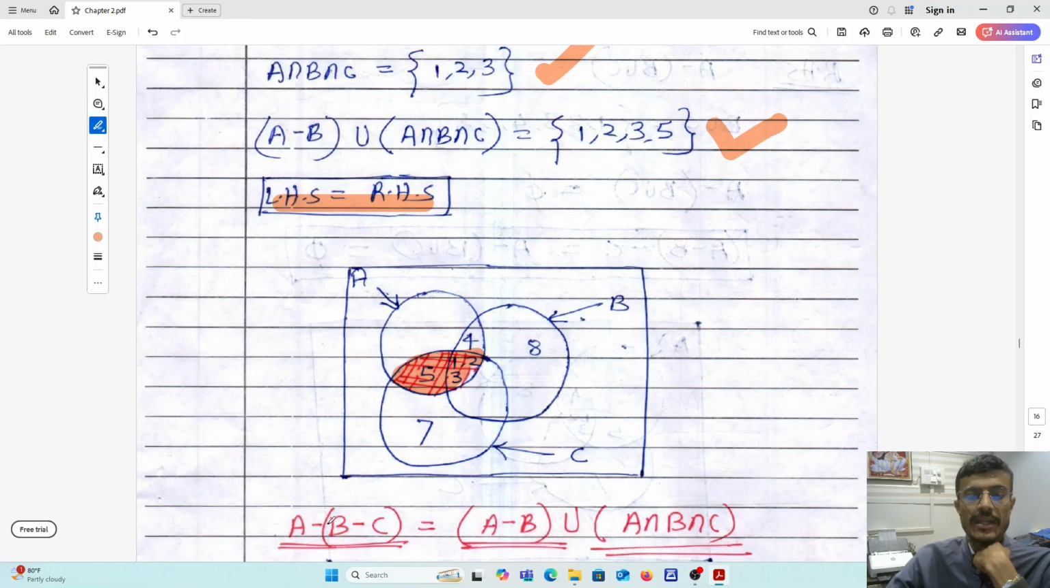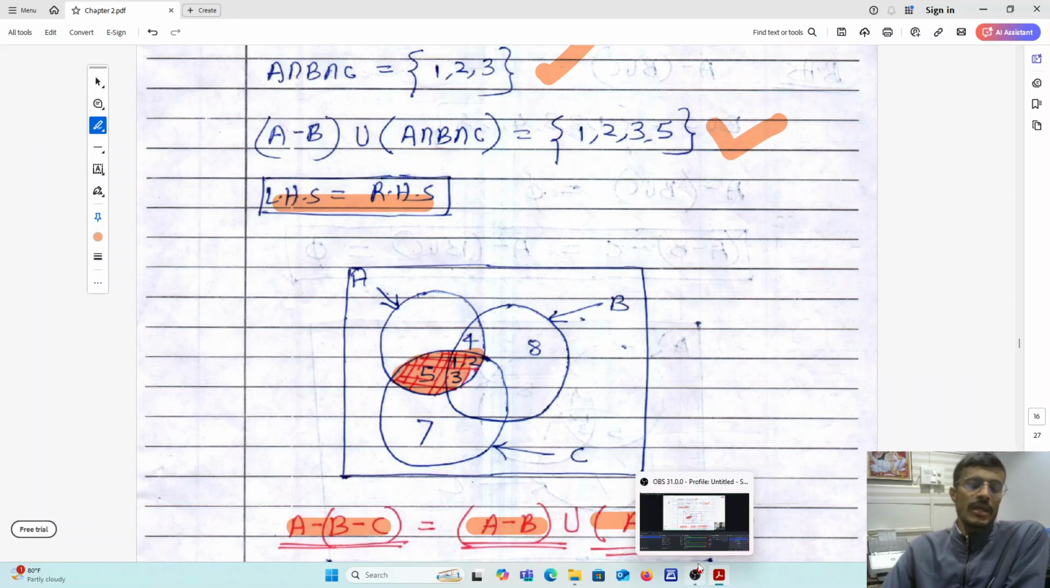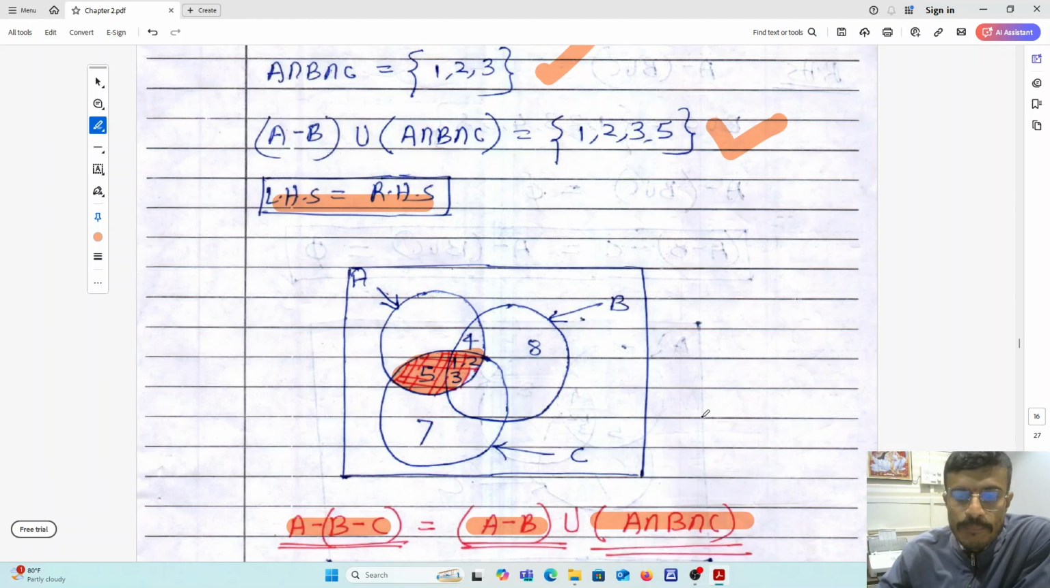That is nothing but A minus (B minus C), which is equal to (A minus B) union (A intersection B intersection C). Keep in mind, this is a very important example.